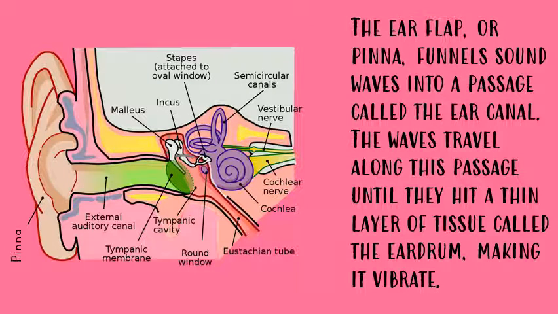The ear flap, or the pinna, funnels sound waves into the passage called the ear canal. The waves travel along this passage until they hit a thin layer of tissue called the eardrum, making it vibrate. So, we have the sound waves that get funneled in from the outside by this ear flap called the pinna. Then the sound goes into the ear and it hits the drum, the eardrum.